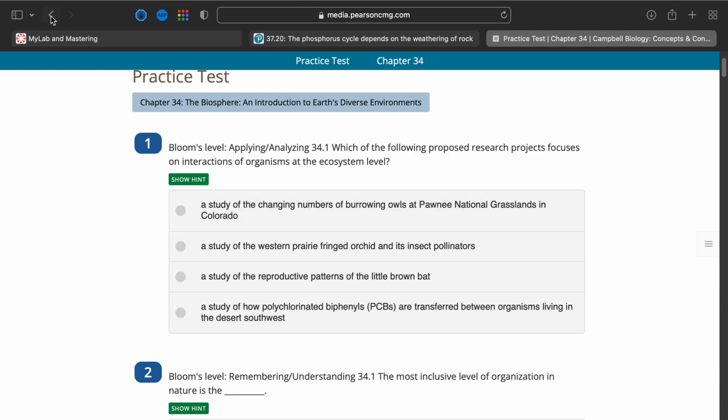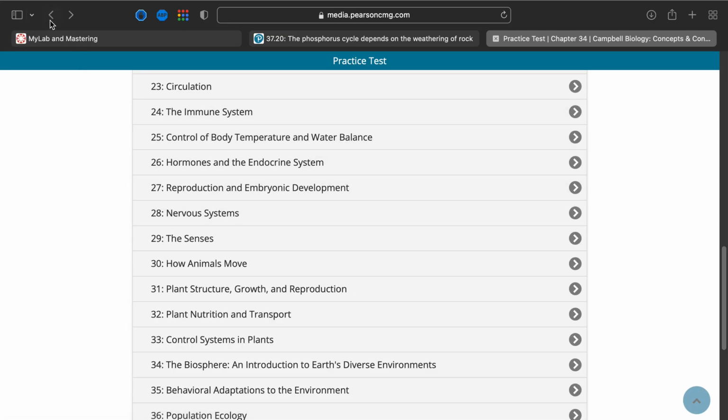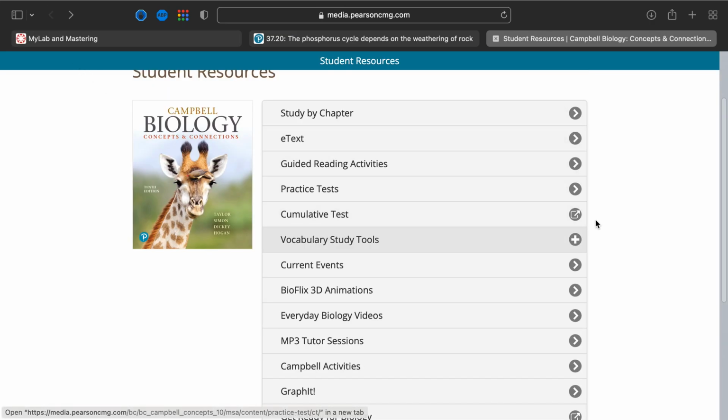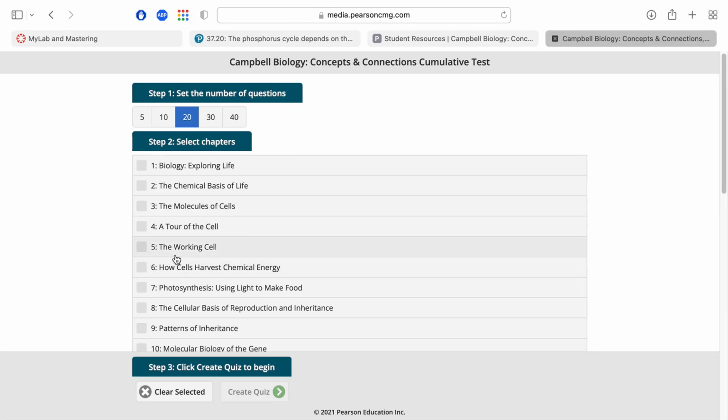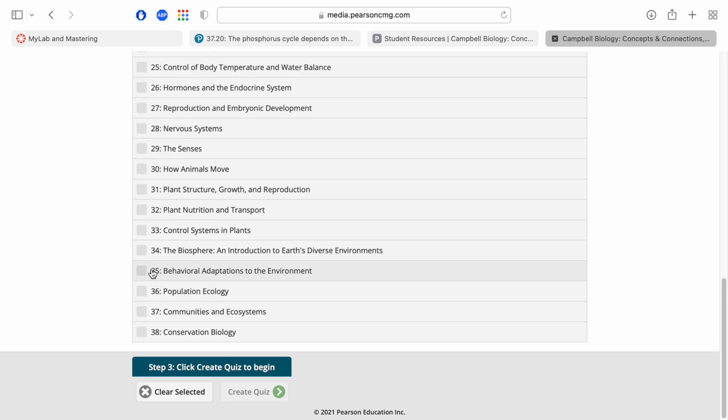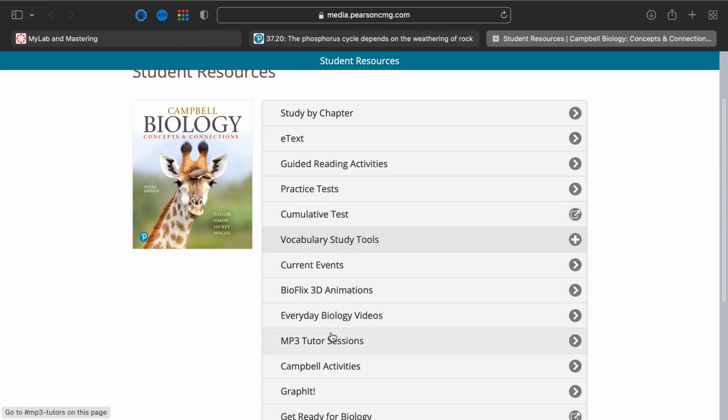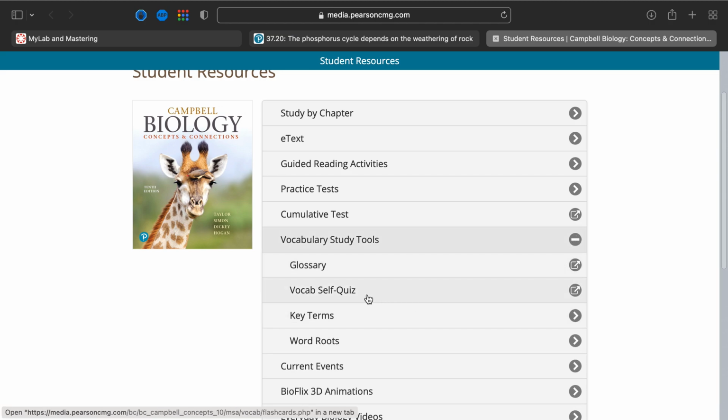So I recommend that you do those practice questions. If you want a cumulative test, then you can select a couple chapters at once. So you could say, I want to do questions from 34 and 37, and then you can build a quiz just off of that. The vocabulary study tools are right here. A vocab self-quiz. It will have flashcards pull up for you, so you can see that.